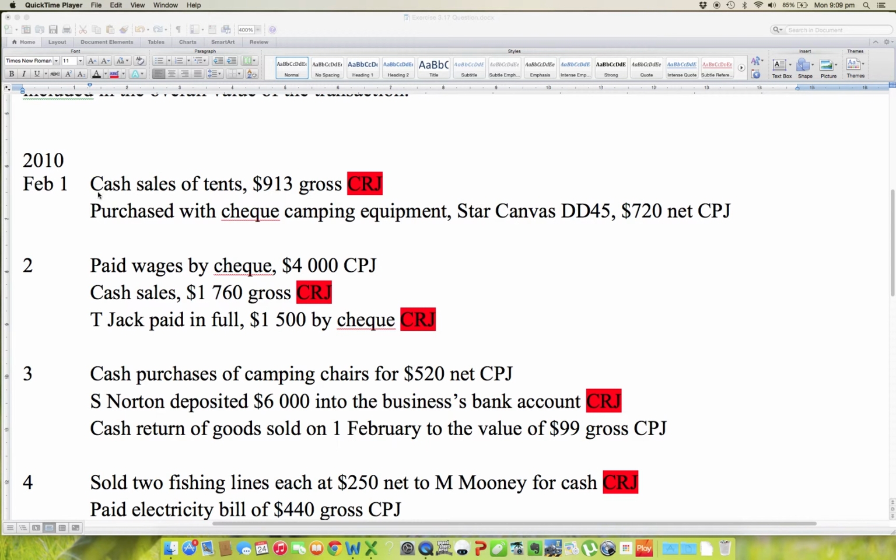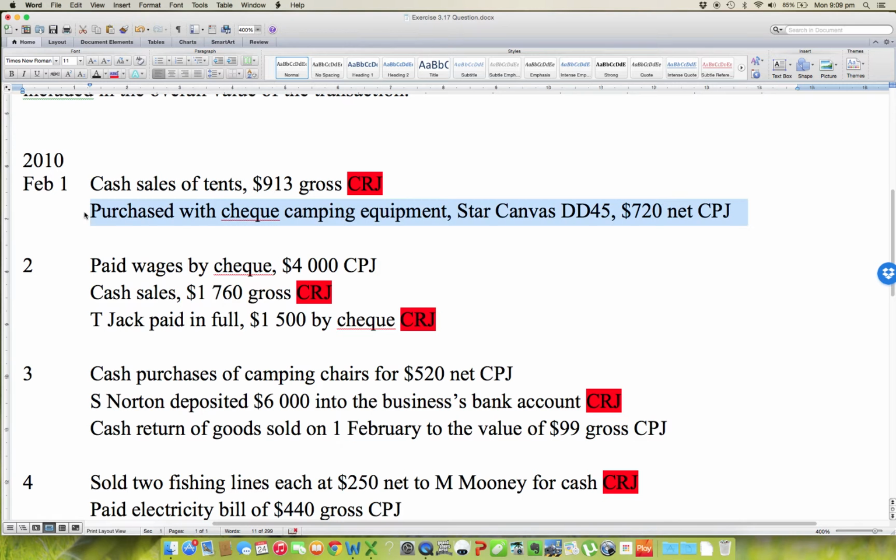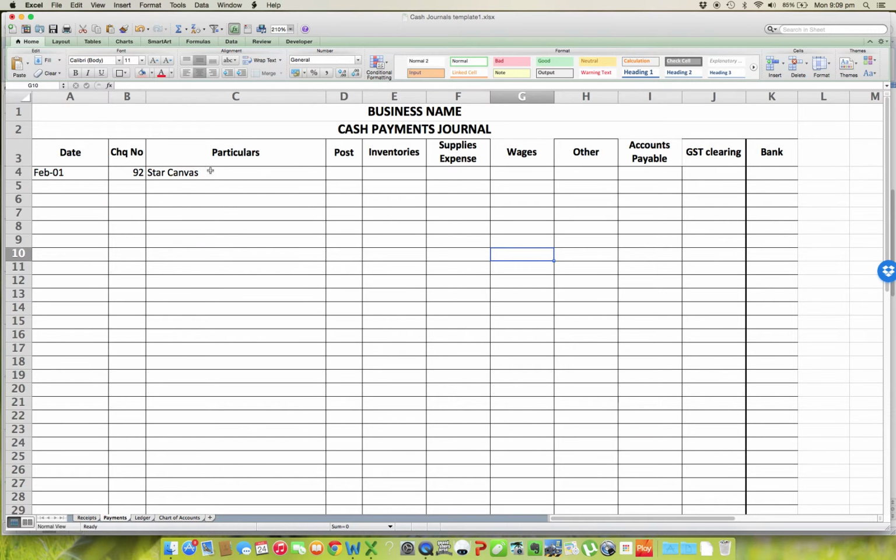If we have a look at our transactions, the first transaction that we've got to pop in is this one here. It happened on February the 1st. So we'll start popping that into our cash payments journal. I've already started here, so with the date. The first check number that we're given to use is number 92, so I've put that in as well. That's outlined in the question. Particulars, we've got Star Canvas.